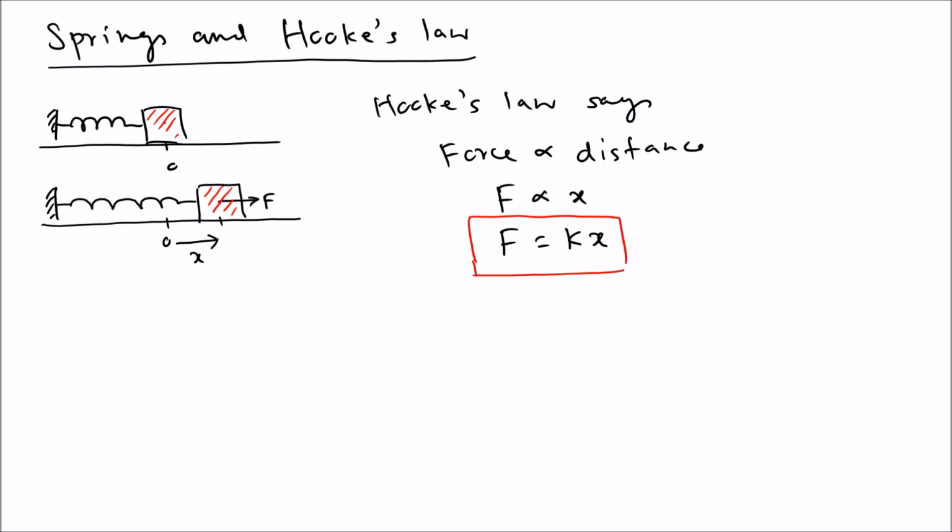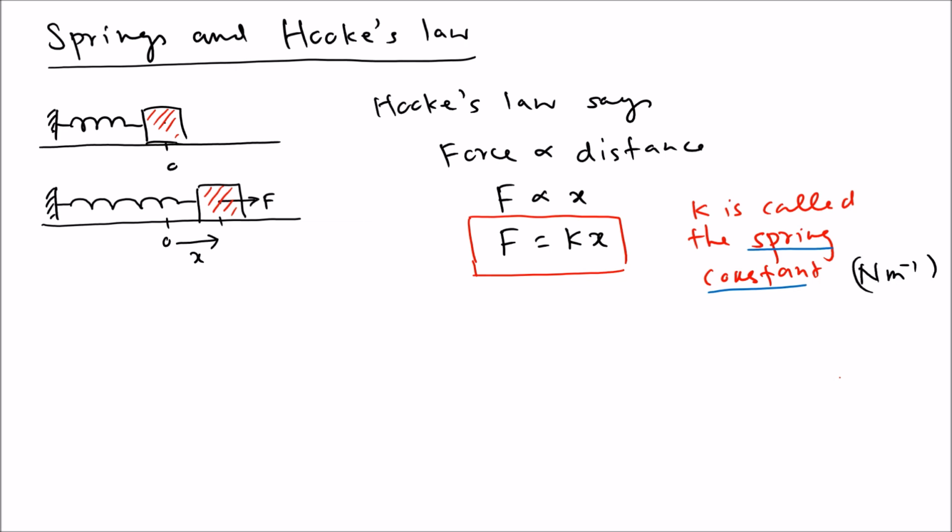K is called the spring constant. According to the formula, you can find the unit of that. It has to be newtons per meter, N m^-1. That's the unit.